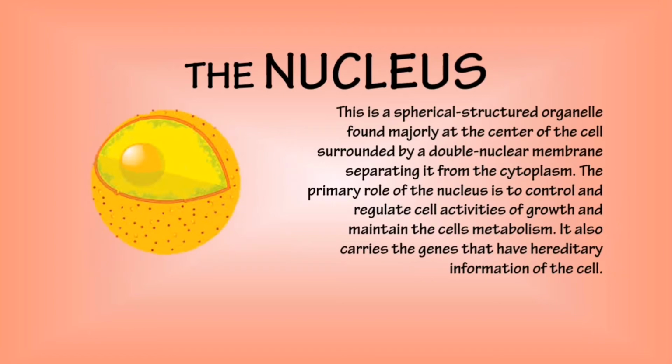The nucleus. This is a spherical organelle found majorly at the center of a cell, surrounded by a double-layered nuclear membrane separating it from the cytoplasm. The primary role of the nucleus is to control and regulate cell activities of growth and maintain the cell's metabolism. It also carries the genes that have hereditary information of the cell.